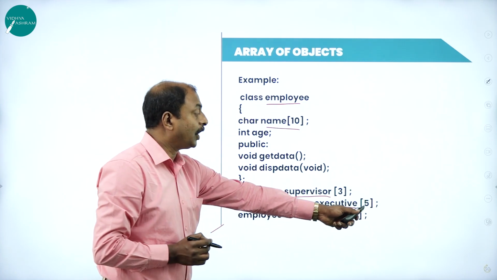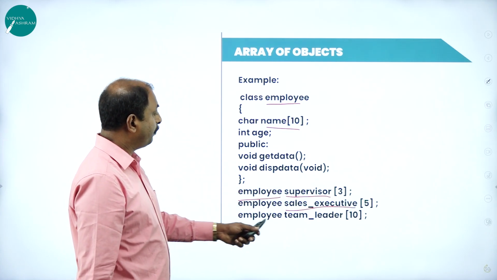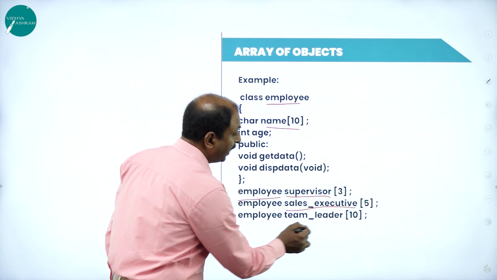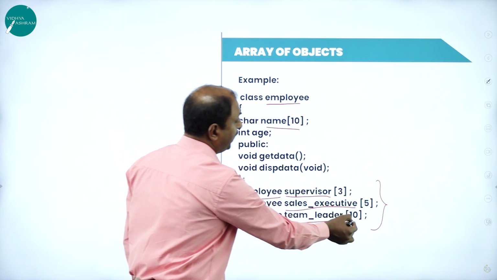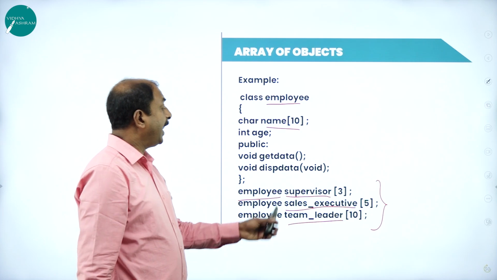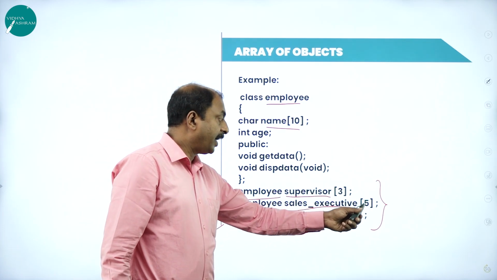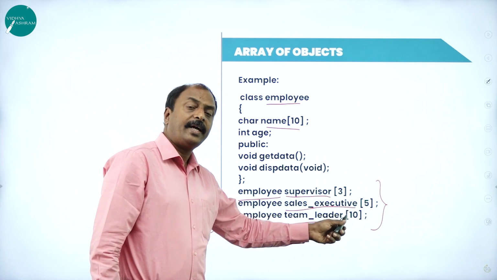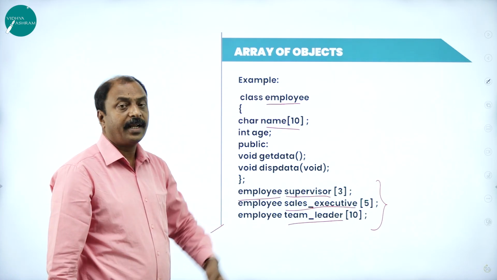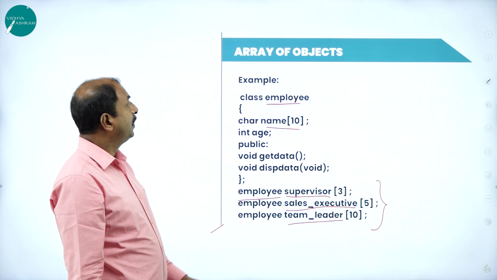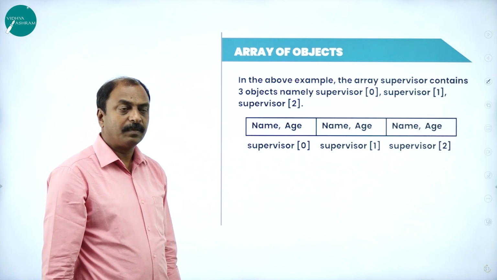So it is an array of size 5. And Employee is the name of a class, and team leader of 10. So if you observe this, all these are arrays of objects. Here this is an array of size 3, an array of size 5, an array of size 10. So all these are examples of array of objects. Now in the next slide, let us see how we can represent this in computer memory.